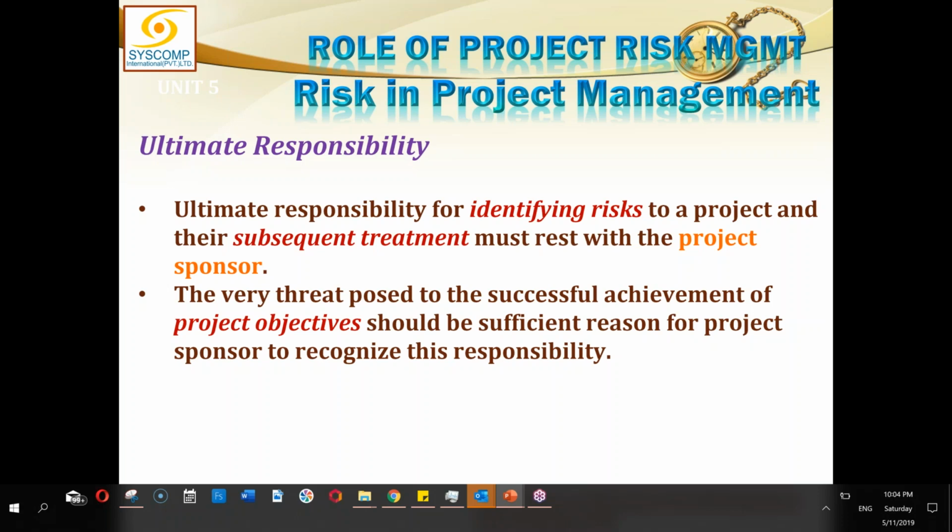So ultimate responsibility for identifying risks to a project and their subsequent treatment must rest with the project sponsor. The very threat posed to the successful achievement of project objectives should be sufficient reason for the project sponsor to recognize this responsibility. Because if something goes wrong with the project objective, scope, time, and cost, the whole project is going to suffer. This is the lifeline of the project. So to protect the lifeline of the project, he must be committed to risk management.